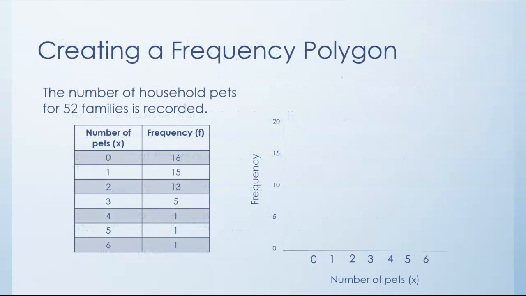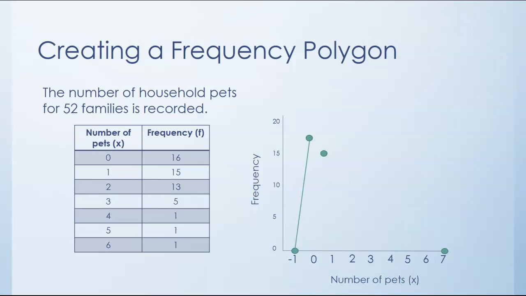And then we're going to draw our line to connect them. Okay, so again, my frequency polygon setup looks exactly like my histogram setup, with one difference. I'm going to add a value lower than 0, which would be -1, and a value higher than 6, which is 7. Those are going to be my grounding values. So I'm going to put a dot at -1, 0, because that's my grounding. We're also going to put a dot at 7, 0. Now I'm going to put a dot at 16 for my first frequency, for 0 pets. And then I'm going to draw a line between -1 and the 0, 16.